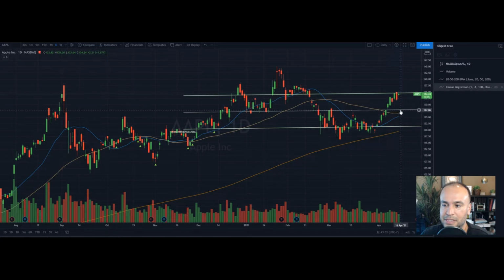This is still the same thesis, guys: I would look for a buy potentially around here at the 127.50 range, which I mentioned. You can see now that the 50-day is starting to flatten out. You're going to see it start to curl back up, and you can see that the 20-day is coming back up.